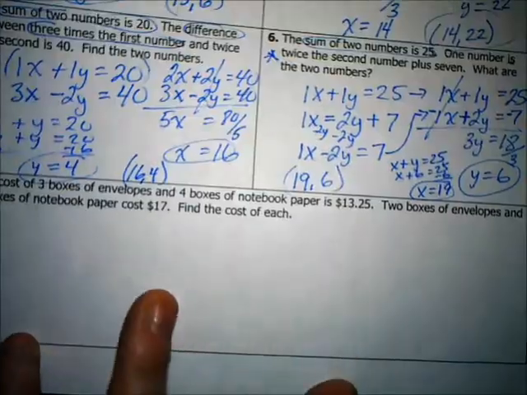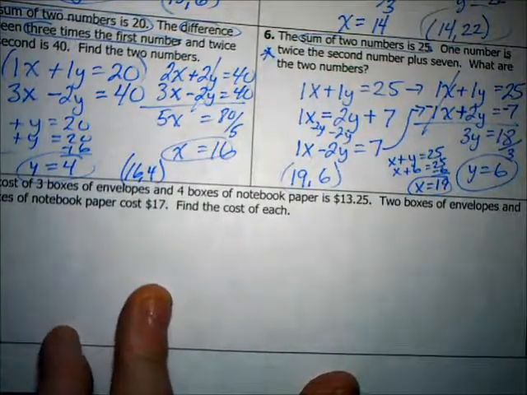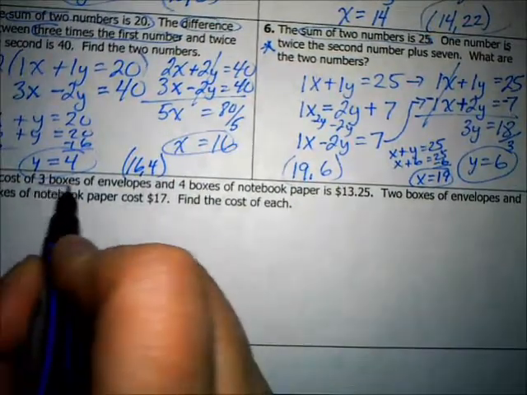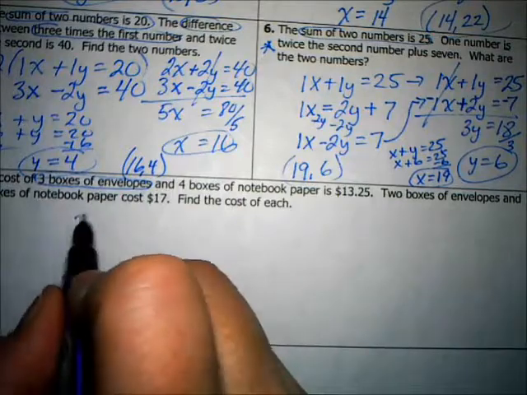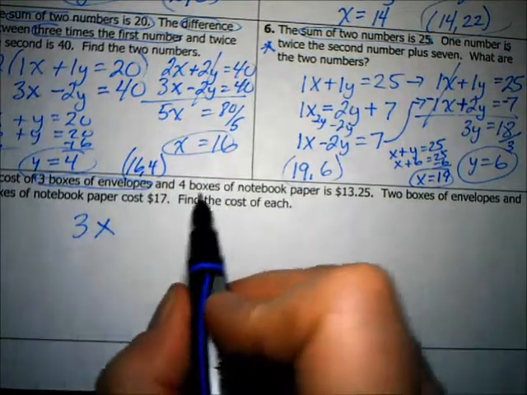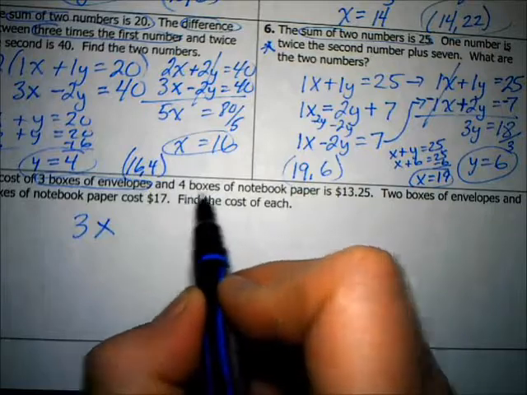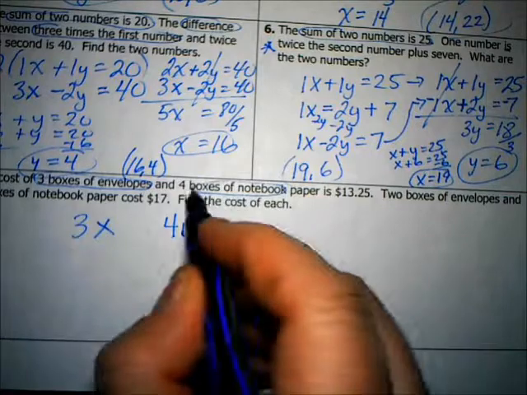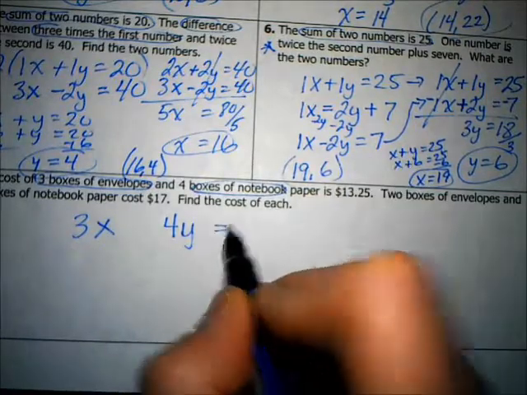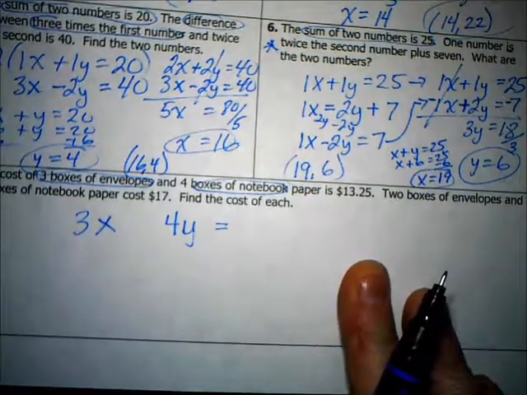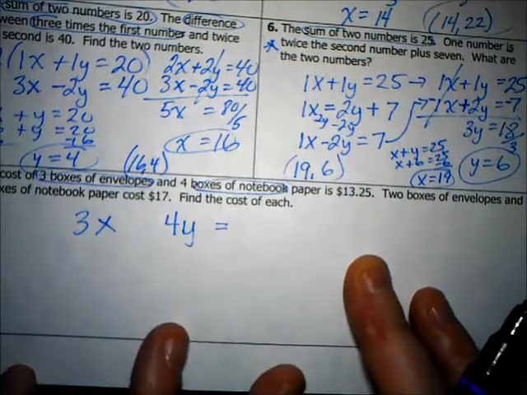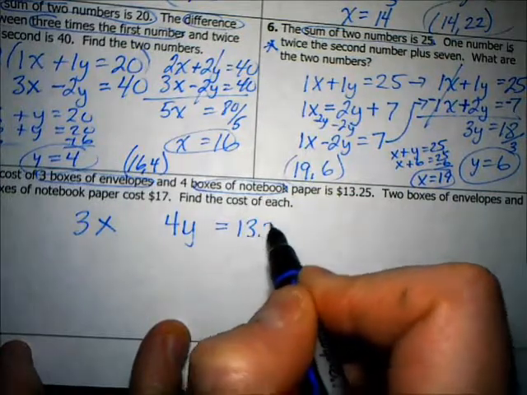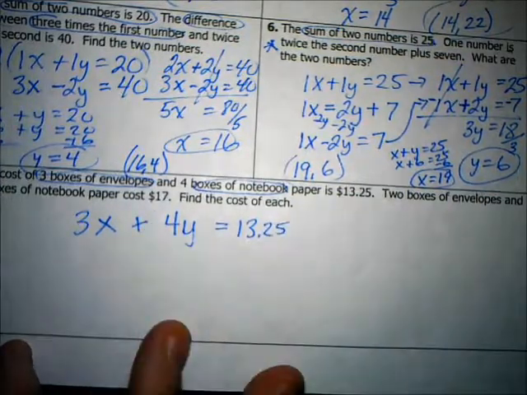Now, number 7 is a lot like your homework. It puts it into a story. So it says 3 boxes of envelopes. Well, my envelopes will represent my x's, and then it says 4 boxes of notebook paper. Okay, so that'll be my y value. Notebook paper is the y. It totals $13.25. So realize I'm adding these two things up.